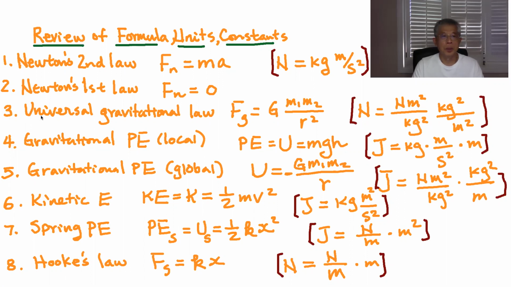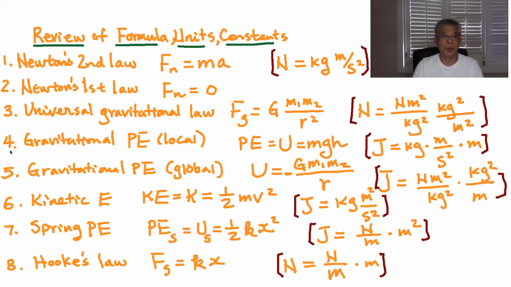Number 3, universal gravitational law. F_g is the gravitational force. G stands for gravitational; G is the universal gravitational constant. m1, m2 are the two masses. So F_g exists between any two masses, with the distance r separating them. F is in newtons. The unit of G is newton meter squared divided by kg squared. m1 m2 is in kg squared. r squared has unit meter squared.